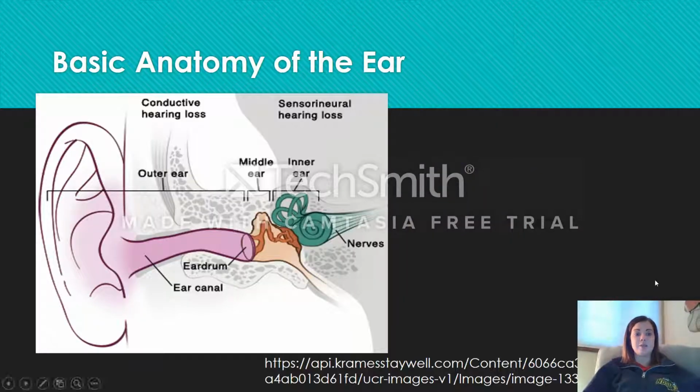So, basic anatomy of the ear. As you can tell, this is your outer ear. Conductive hearing loss deals with the outer and a little of the middle. You can see the different coloring here. Now sensorineural hearing loss is just the inner ear. These are the nerves I was talking about. The ear canal, the eardrum.